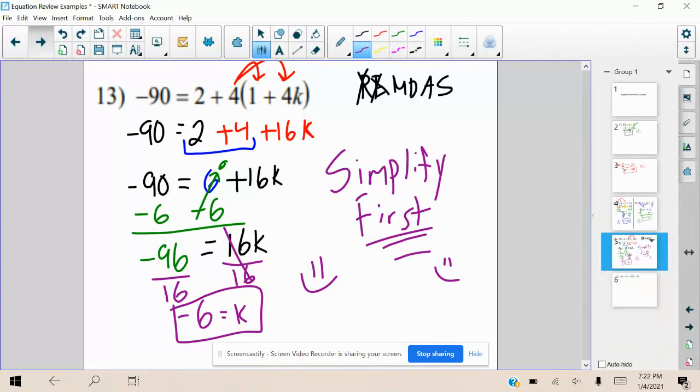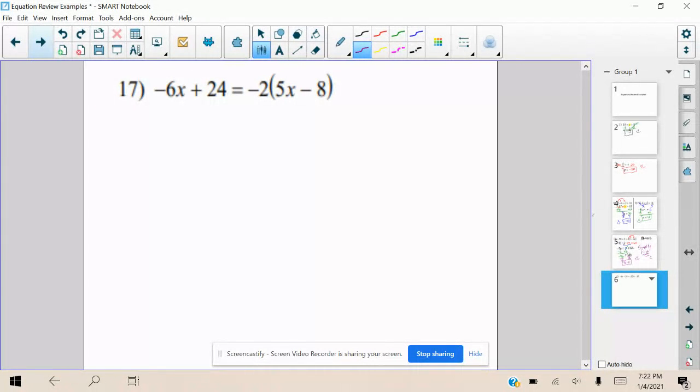Perfect. All right, we got one more problem that we're going to be doing together. Negative 6x plus 24 is equal to negative 2 times 5x minus 8. One of the first things that I notice when I look at this problem is I have a term with a variable on both sides of my equal sign.